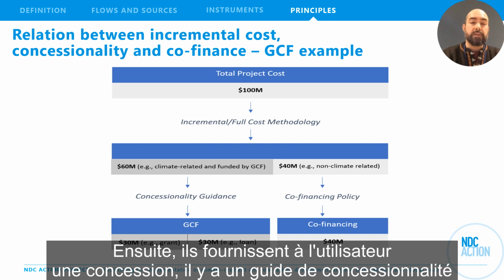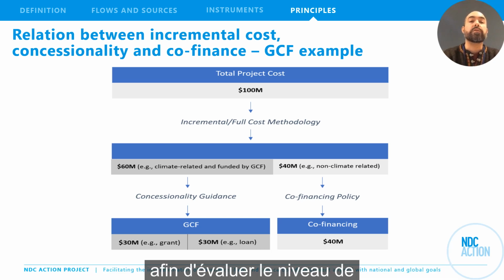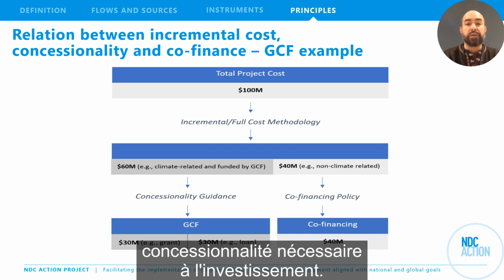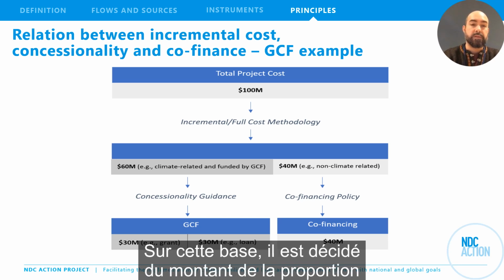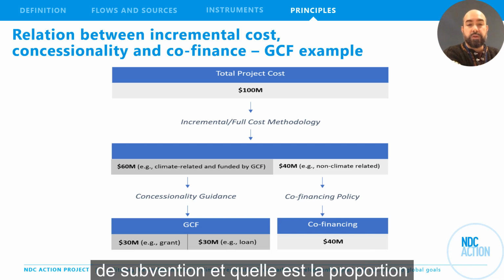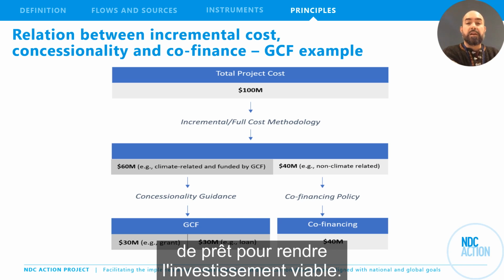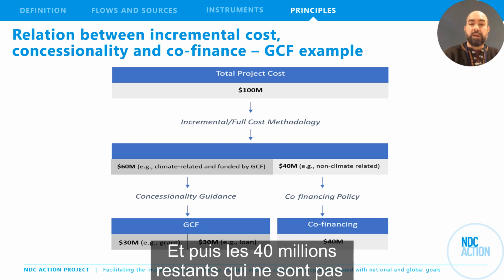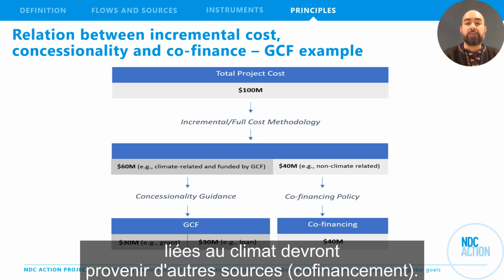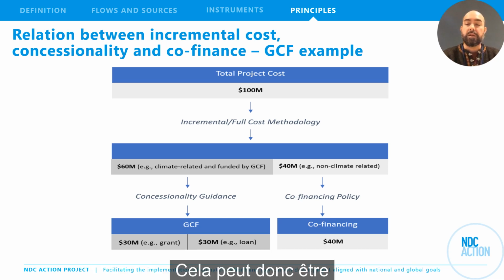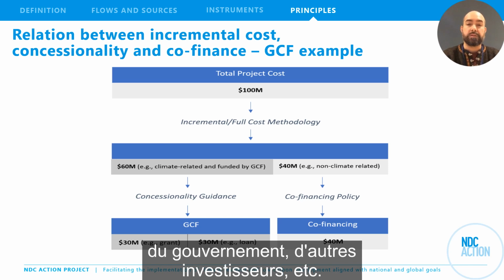Then they use their concessionality guidance to assess the level of concessionality needed for the investments, and based on that, it's decided how much is the proportion of grant and how much is the proportion of loan to make the investment viable, and then the remaining 40 million climate related will have to come from other sources. So co-financing can be from the government, from other investors, and so forth.